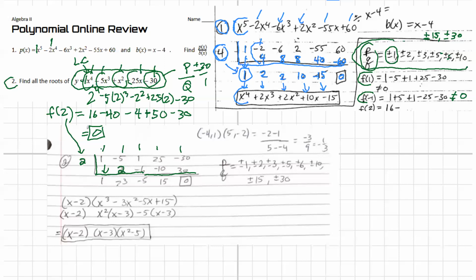Negative 5 plus 2 is negative 3, so negative 3 goes there. 2 times negative 3 is negative 6, so we add the 1 and negative 6. We get negative 5. We multiply 2 times negative 5, that's negative 10. We add 25 and negative 10, that's 15. We multiply 2 times 15, that is 30. And we get 0. We like it when we get 0.